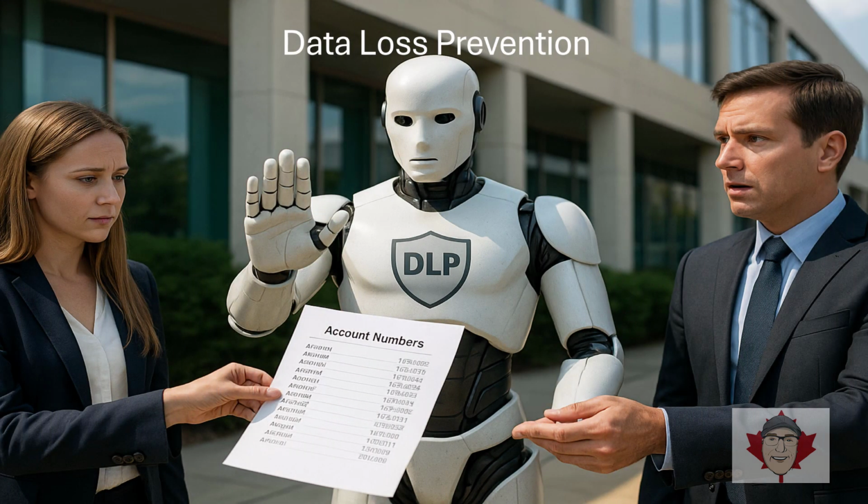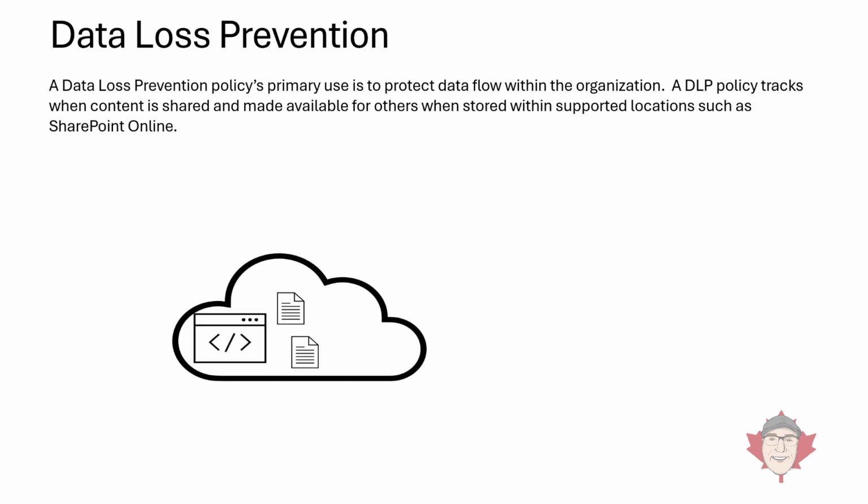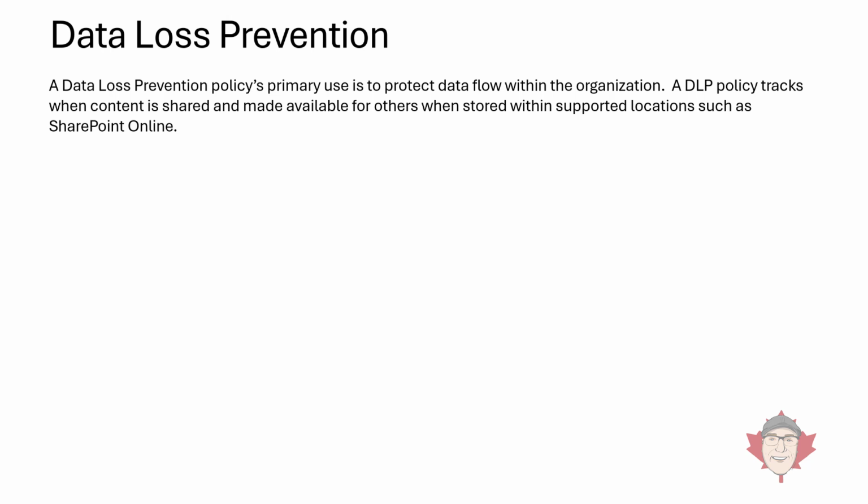Before we dig into the policy itself, let's first have a quick discussion on what data loss prevention is. The intent of a DLP policy is to help control the flow of data, but not just any data. Its focus really is on the data you consider sensitive in your organization. This can be anything from financial information to employee personally identifiable information, also known as PII, to internal budgets or strategy documents.